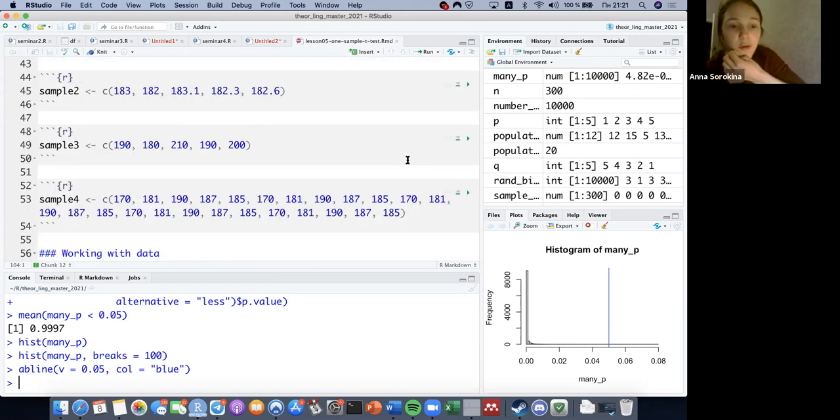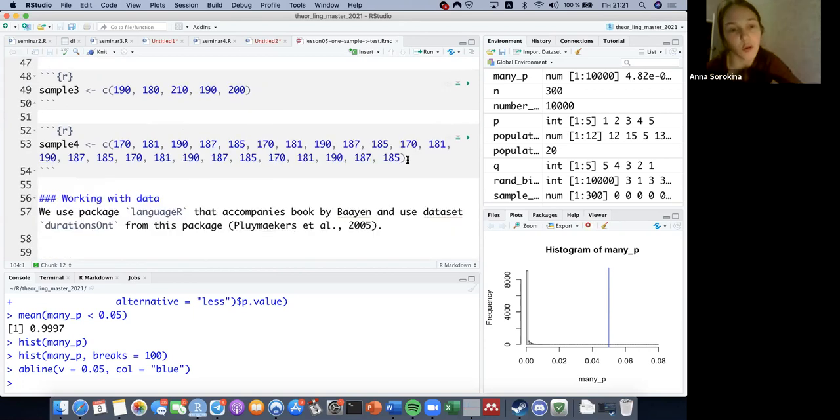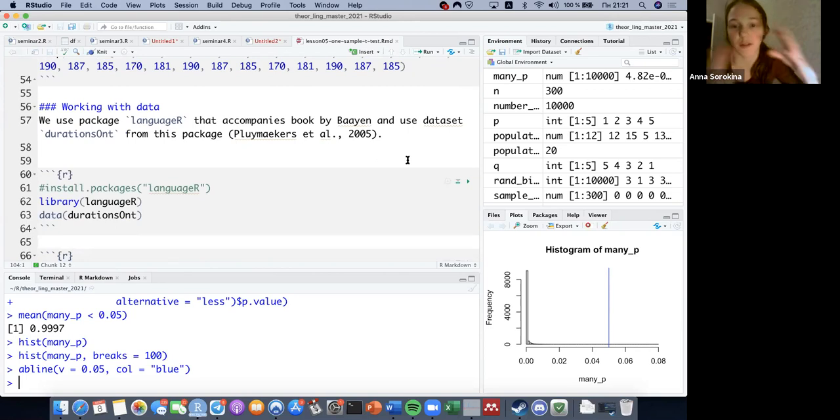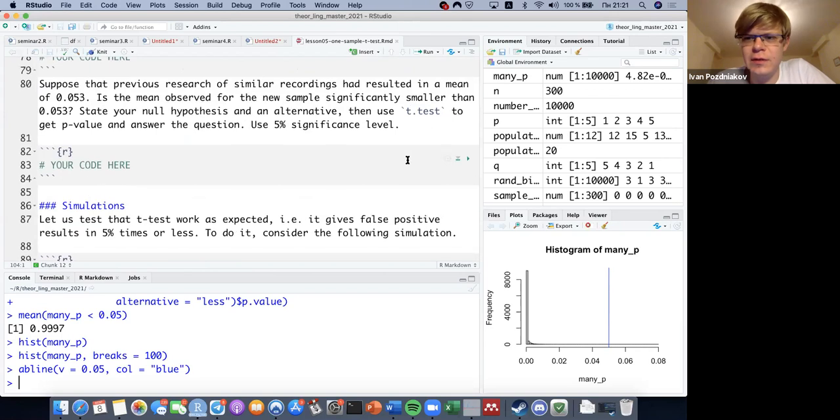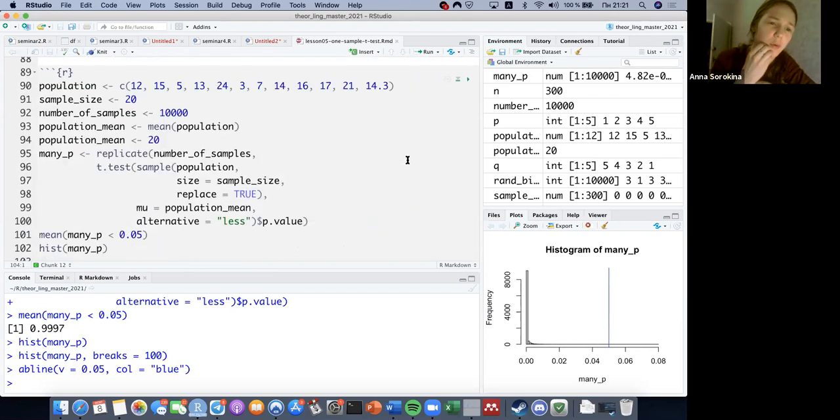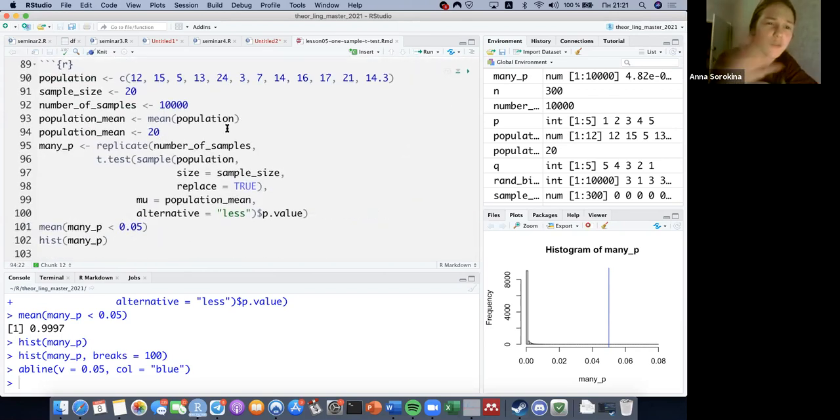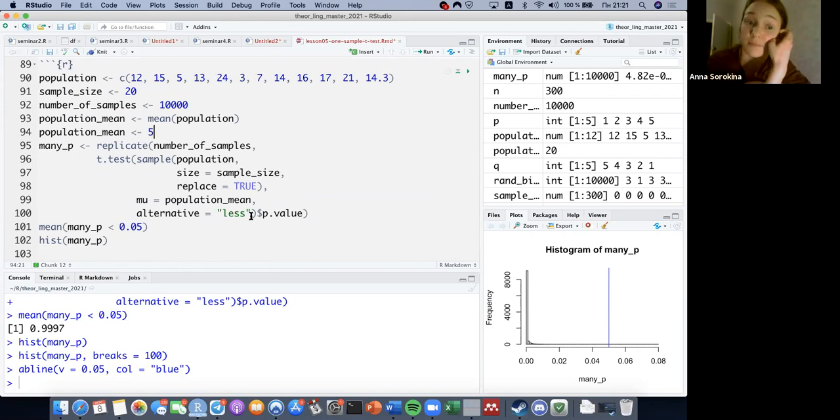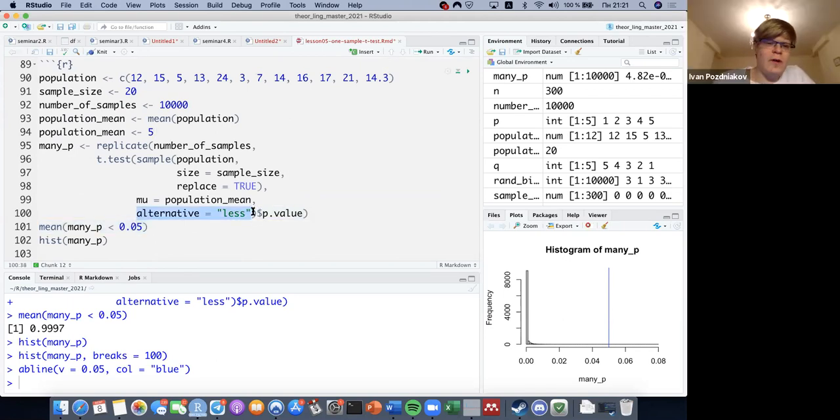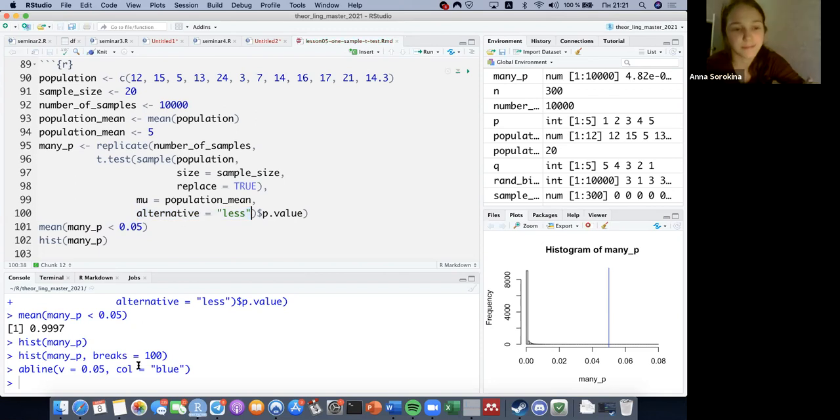In this example, if your population mean is too low, like 5, will the result be the same, the histogram? Population or sample? If your population mean in this coefficient... yes, you've increased it to 20, but if it's 5. Let's try. The problem is here that according to our hypothesis, it is less. Yes. Usually, actually, we don't do it like this.